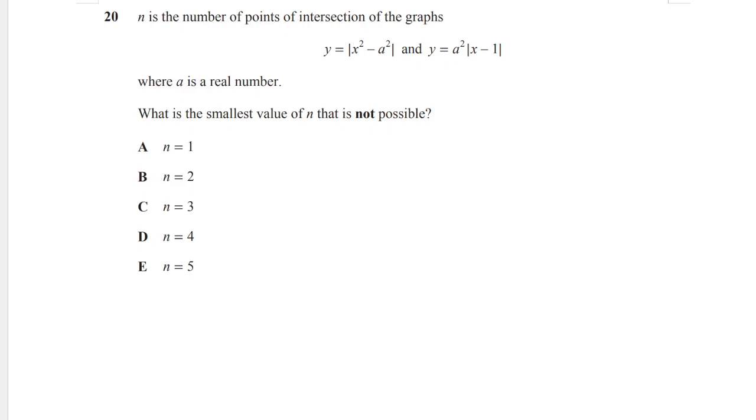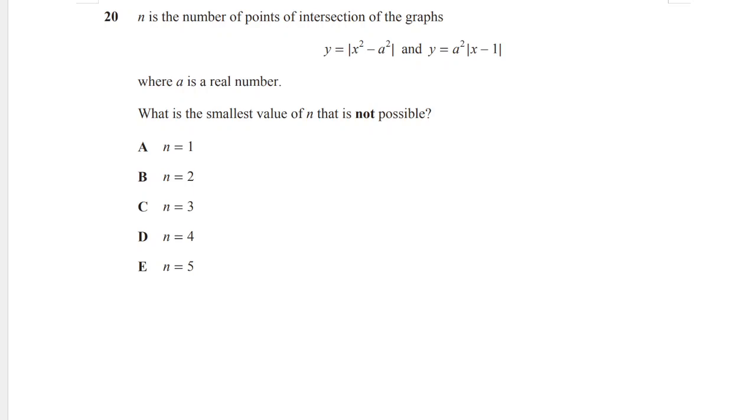Okay, question 20. n is the number of points of intersection of the graphs y equals |x squared minus a squared| and y equals a squared times |x minus 1|, where a is a real number. What is the smallest value of n? That's not possible. Okay, so we're going to try different values of a essentially, and then see how the graphs interact.